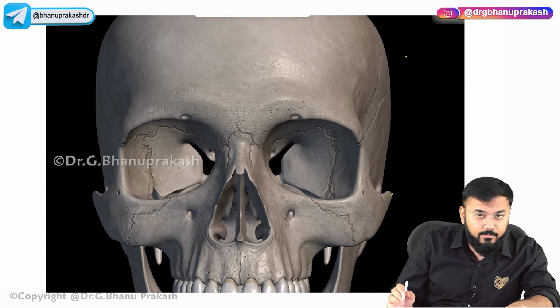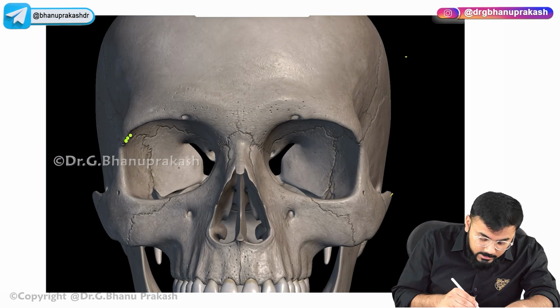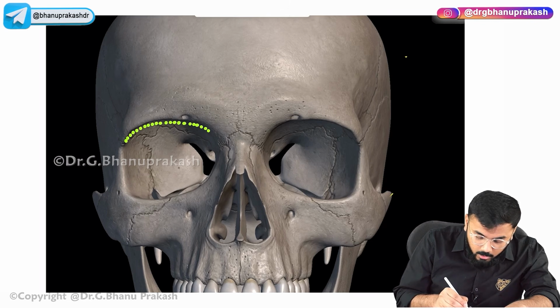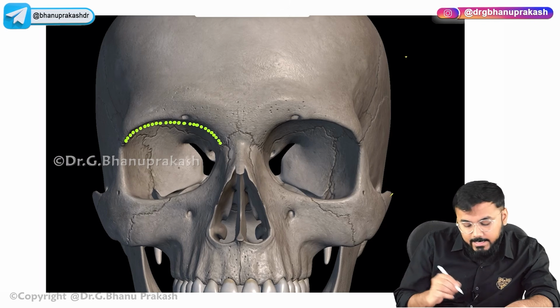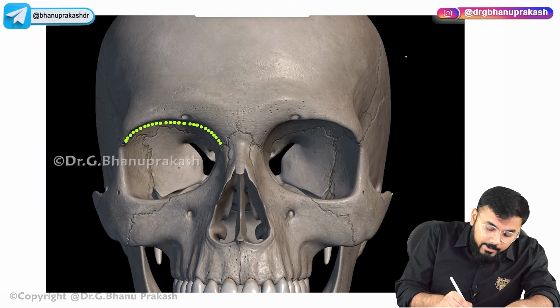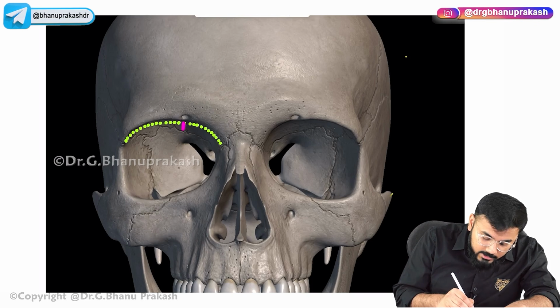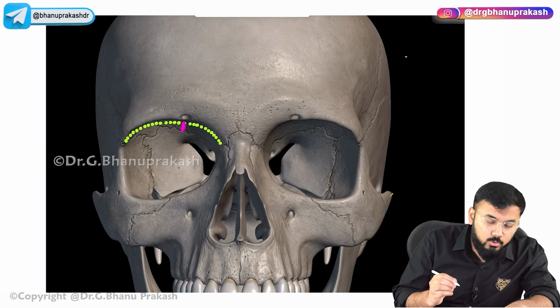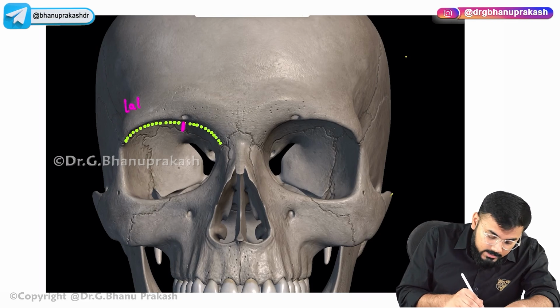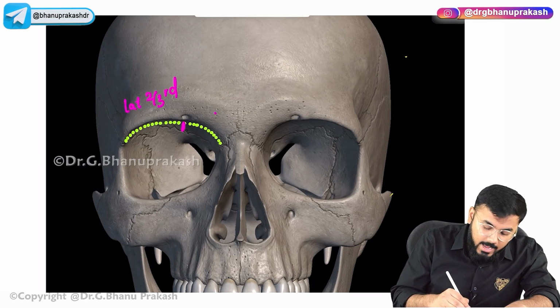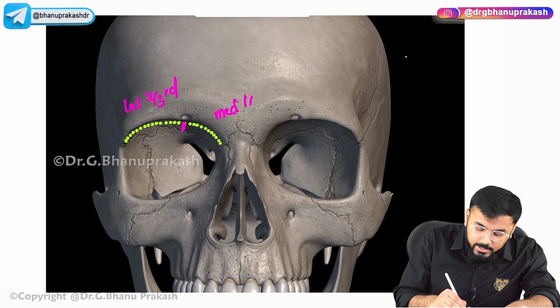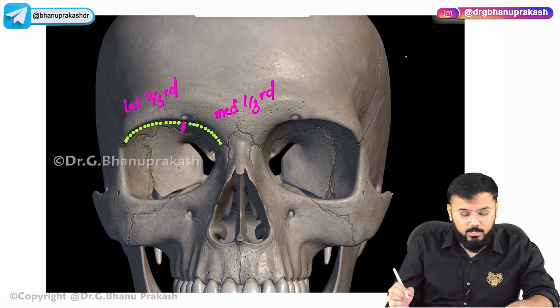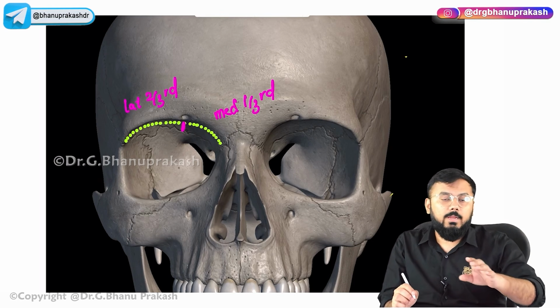Now look here carefully. Again I am drawing, see, this I am drawing with the dotted lines. This entirely is your supraorbital margin. Now this entire supraorbital margin, I am dividing it into two halves like this. What are these two halves? This is called as the lateral 2/3, and this is called as the medial 1/3. What are the two halves? Lateral 2/3 and medial 1/3.